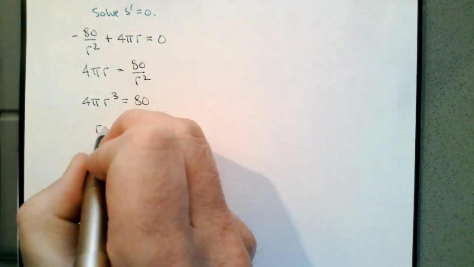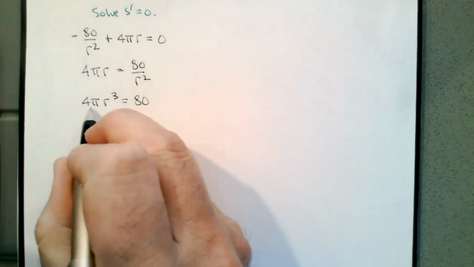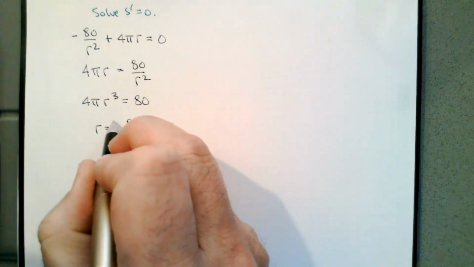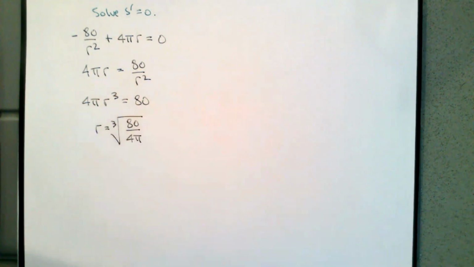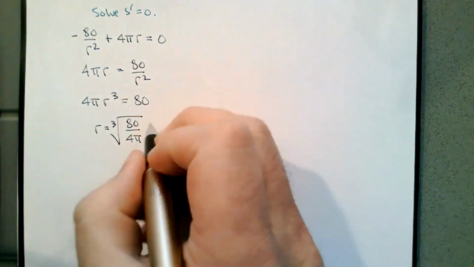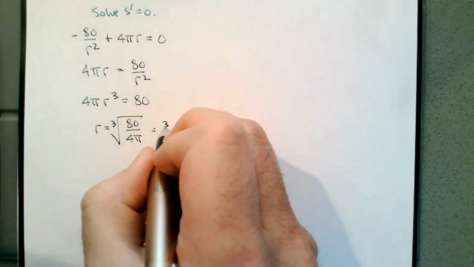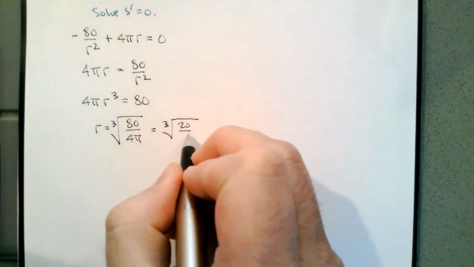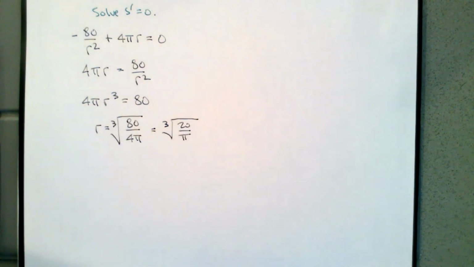So r is equal to, let's see, first I would divide by 4 pi. So 80 divided by 4 pi. And then we would take the cube root of this. I guess I could simplify the 80 and the 4 to get the exact value. So I could write this as the cube root; 80 divided by 4 is 20. So the radius is the cube root of 20 over pi.